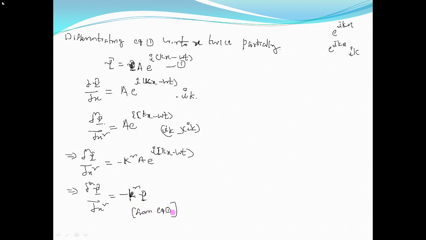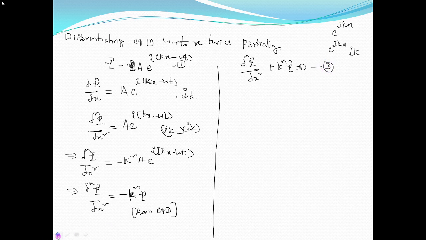Okay. Now, see here, if I take this minus k square this side, what I will get? Dou square psi by dou x square plus k square psi is equal to 0. This is equation number 3.